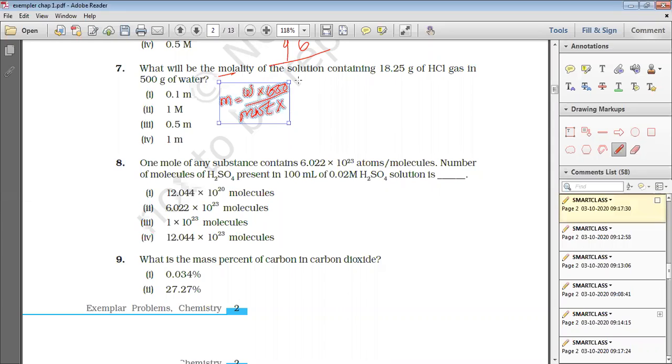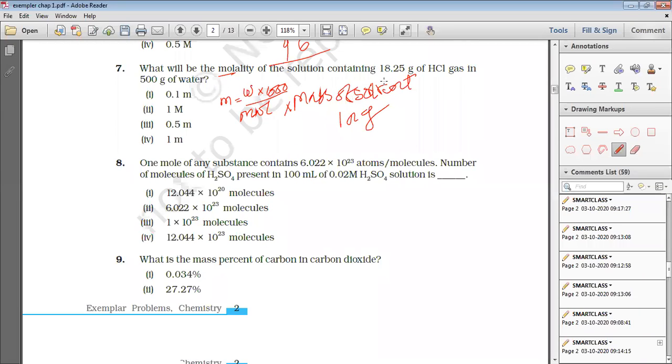What should we write here? Dear students, I am asking, please come on, answer. What should we write here? Molecular weight multiplied by mass of solvent. Mass of solvent in gram.